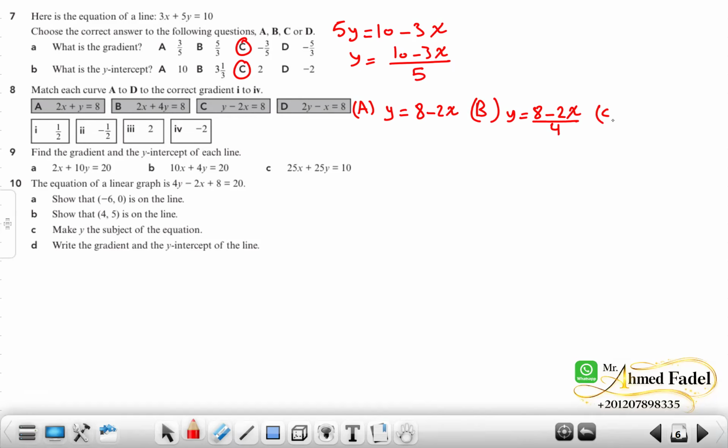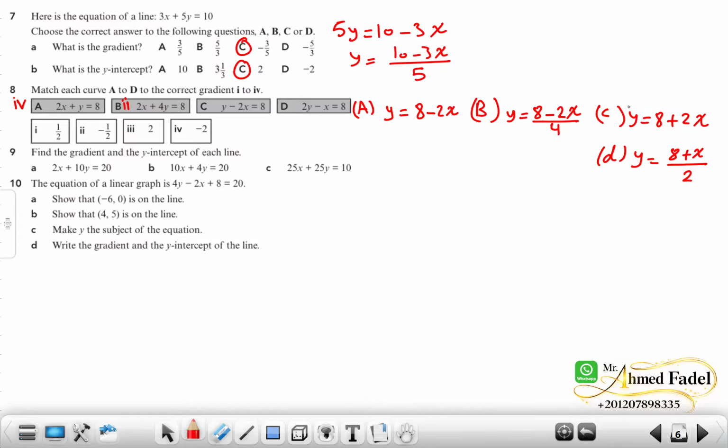And about C here, you're going to say, send the negative 2x to the other side. So it is going to be y equals 8 plus 2x. And D, which is the last one, you're going to say that y equals, this is going to go there, plus, so 8 plus x over 2. Now let's find the gradient. The gradient of A is just negative 2. So A is negative 2. A is IV. The gradient of B is negative 2 over 4, which is negative half. II.